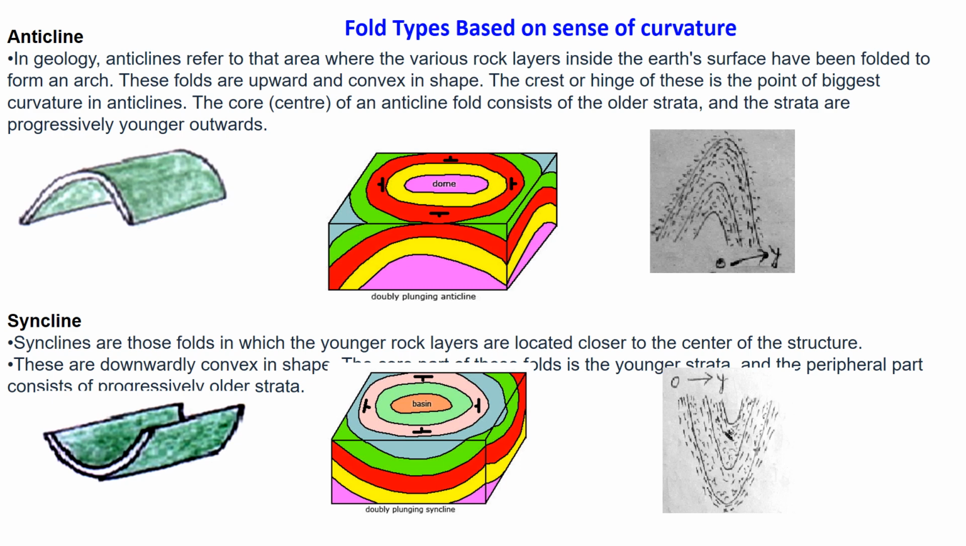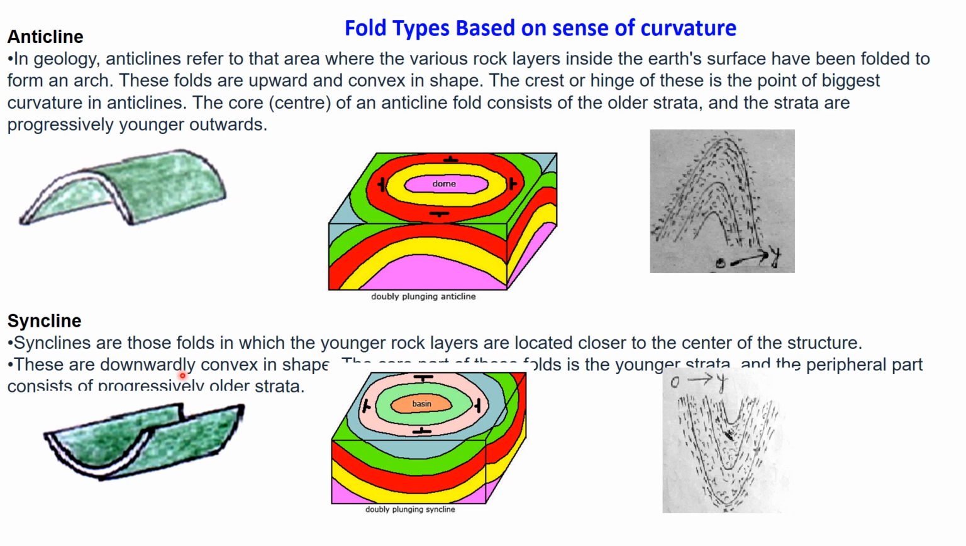Now the main thing is a particular structure called an anticline, where the rocks inside the arch surface have been folded to form an arc. The fold may be upward or convex in shape. You can see the crest or hinge point is the place of biggest curvature. This is the crest or hinge point in the anticline. The core of the anticline consists of old strata. When we move further away from the core, the rocks are younger. So, older to younger rock. This is called the anticline structure, and this is the maximum curvature point.